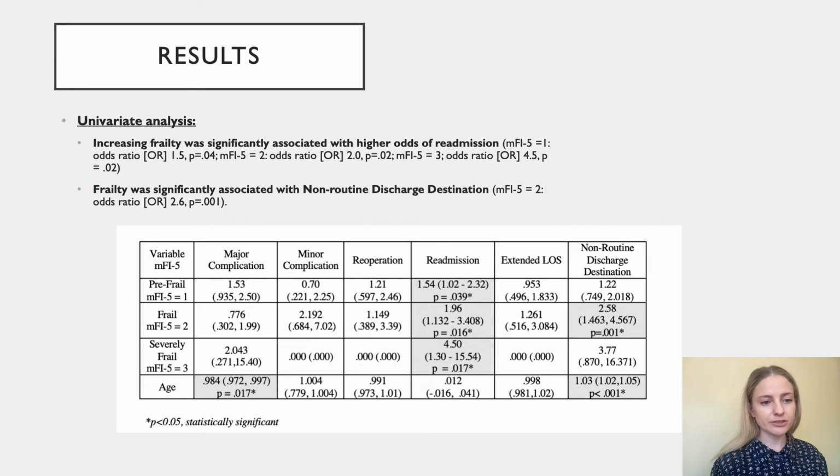The results from our univariate analysis found that increasing frailty was significantly associated with higher odds of readmission, and frailty was significantly associated with non-routine discharge destination. As you can see in the chart, the darker gray were the values that we found to be significant in our univariate analysis. So as you can see, frailty was significantly associated with higher odds of readmission, and with non-routine discharge destination as well.